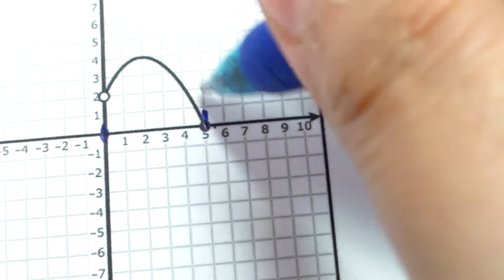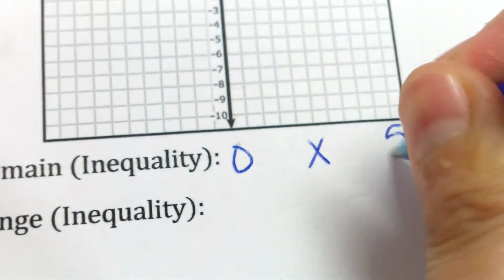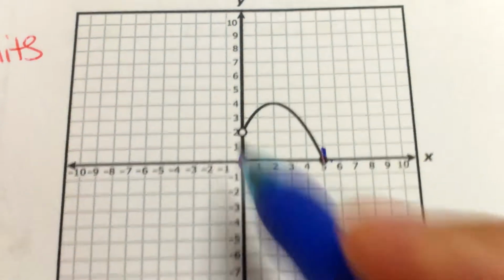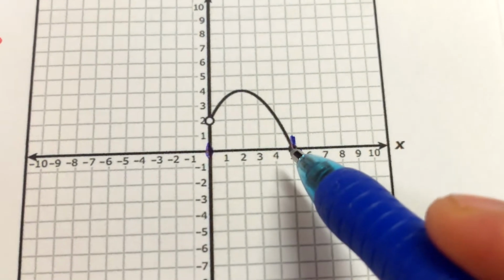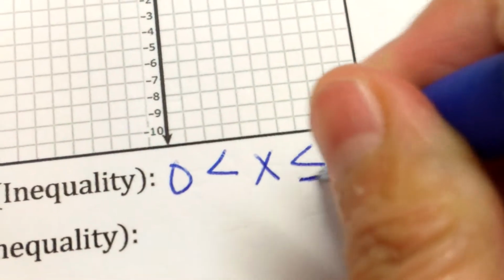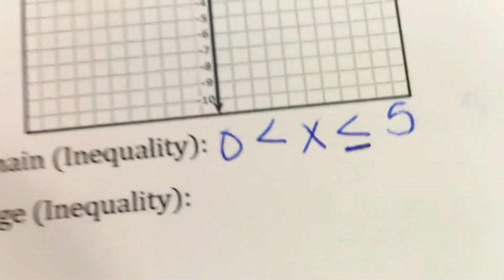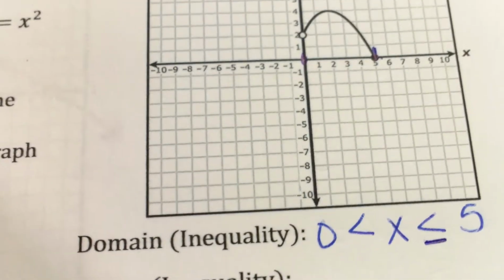From 0 to 5, not 2. A lot of kids get that confused. That is not 2. X is not starting here at 2. It's starting at 0. That's where the graph starts, from 0 to 5, between those two. So here I would put 0, x, 5. I would put my inequalities. Now here at 0, it's open, so it does not have a line. But here at 5, it is closed, so it should have a line to include the 5.